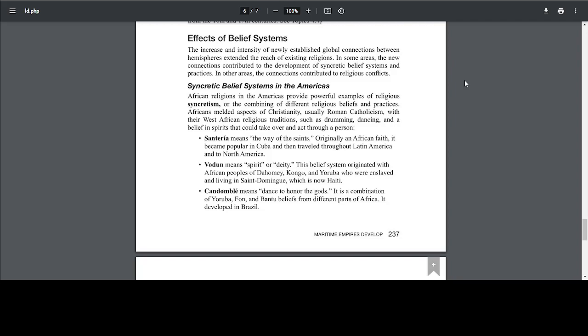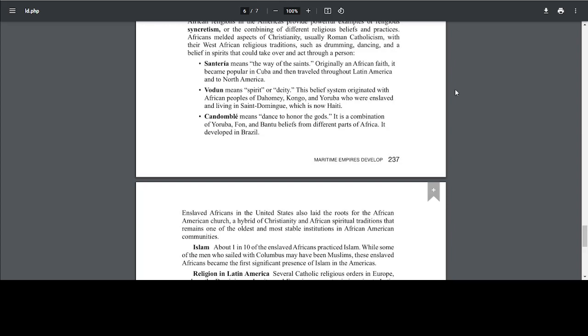Syncretic belief systems in the Americas. African religions in the Americas provide powerful examples of religious syncretism, or the combining of different religious beliefs and practices. Africans melded aspects of Christianity, usually Roman Catholicism, with their West African religious traditions, such as drumming, dancing, and a belief in spirits that could take over and act through a person, thus giving us Santeria, which means the way of the saints. Originally an African faith, it became popular in Cuba and then traveled throughout Latin America and to North America.